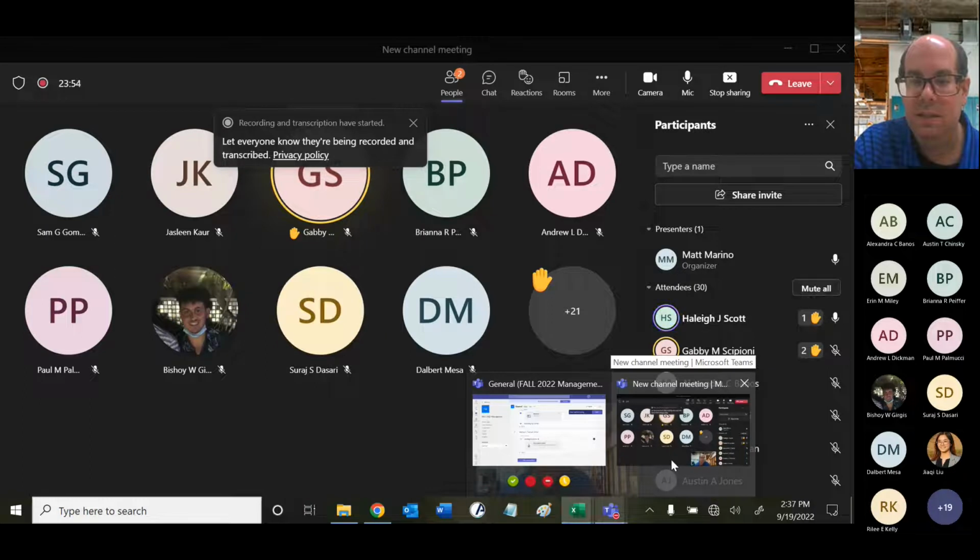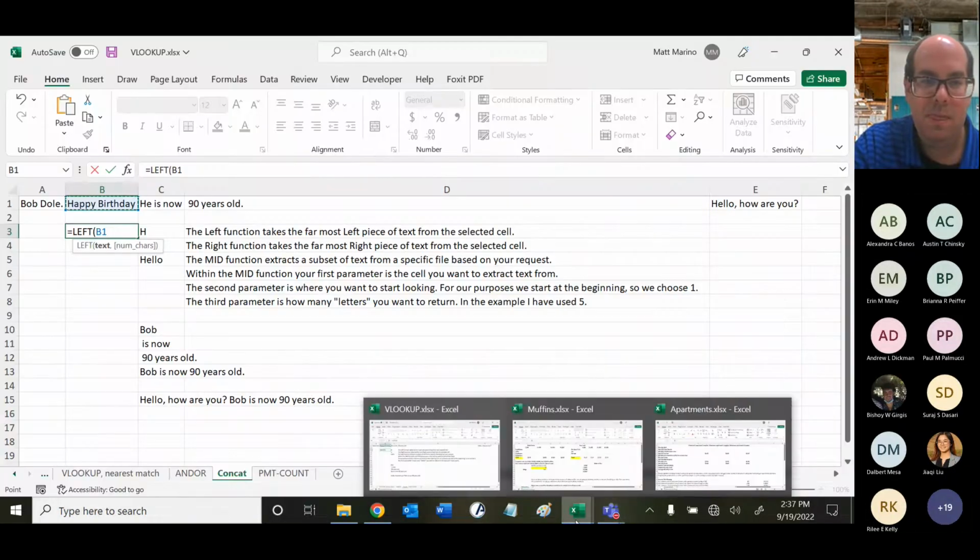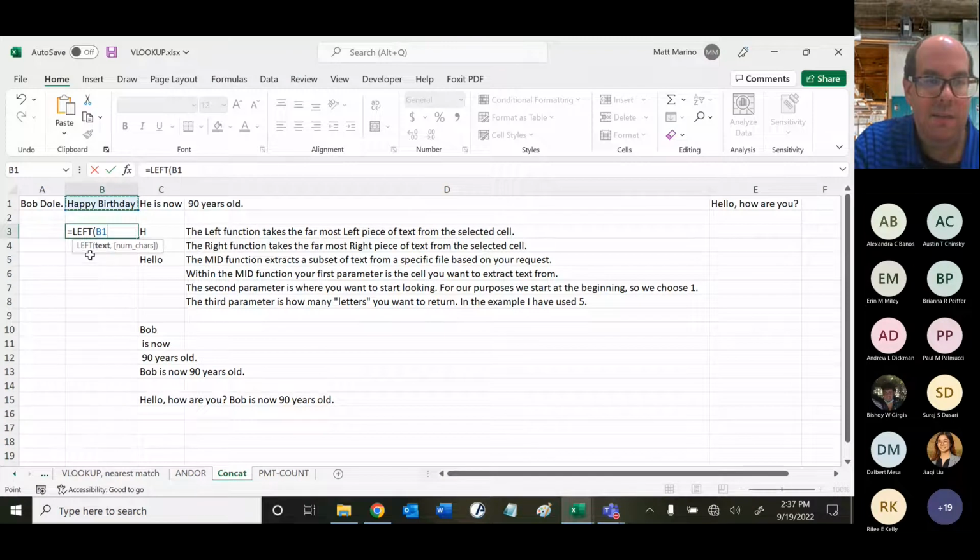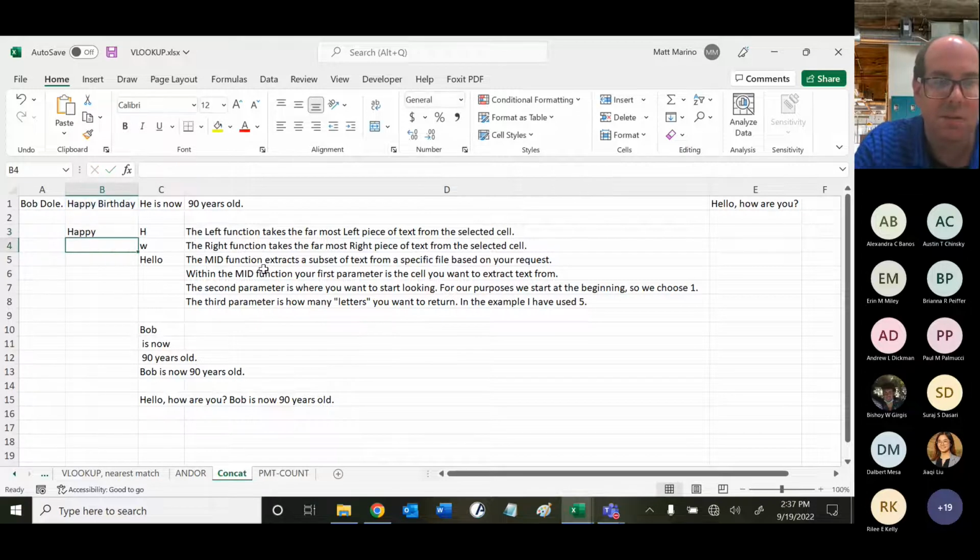You do comma 5? Yep. See how it says left text, comma, num chars? That means number of characters. So we do comma 5 and then close that out. And it's 5 because there's 5 letters in happy. H, A, P, P, Y. So when I hit enter, the word happy shows up. Make sense?